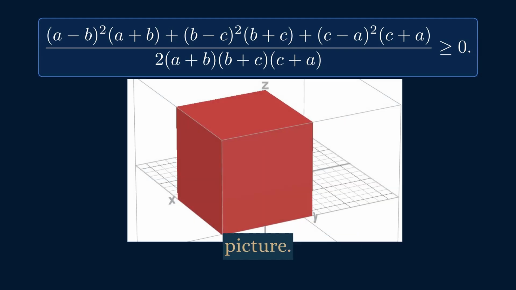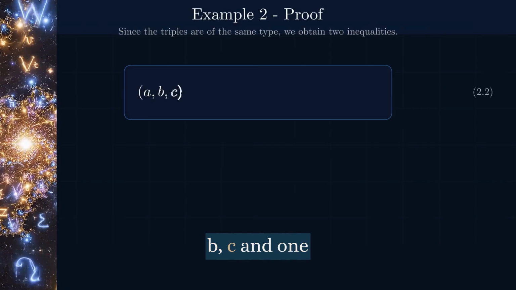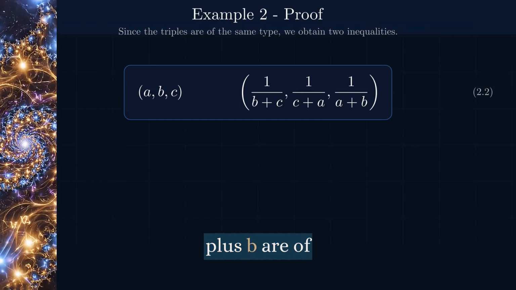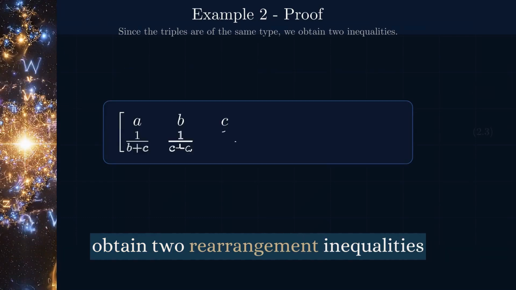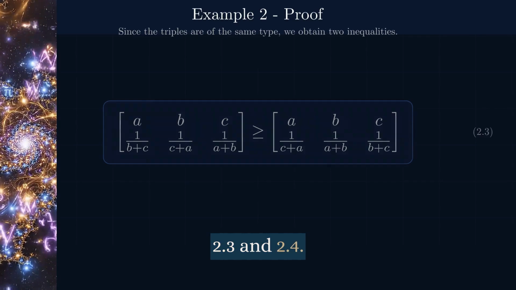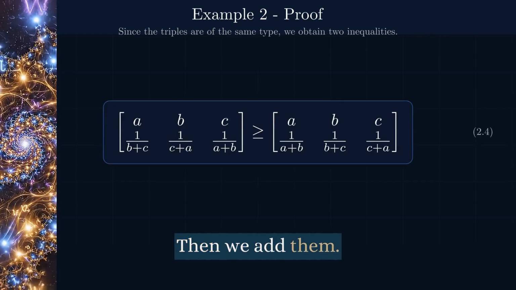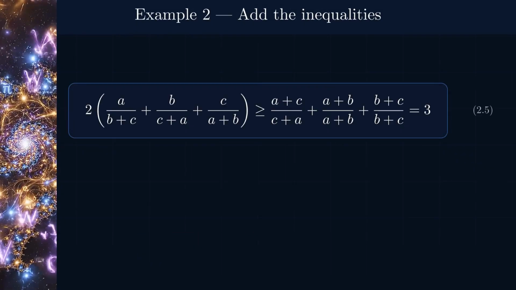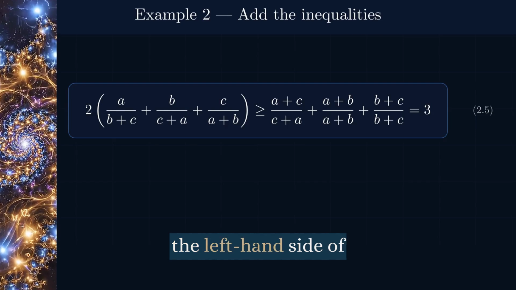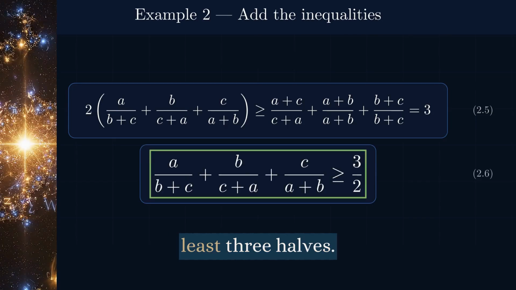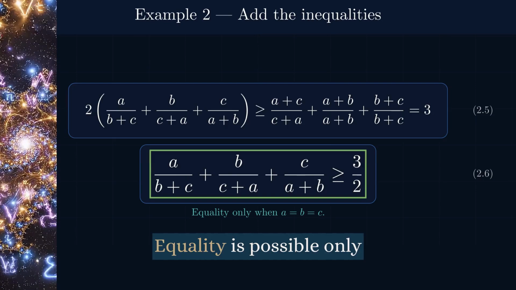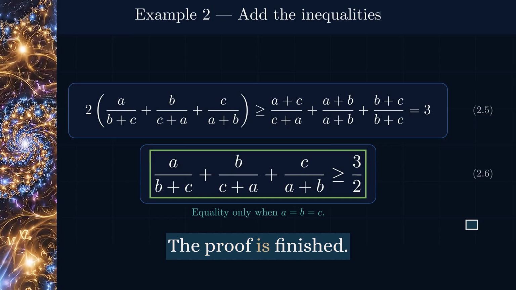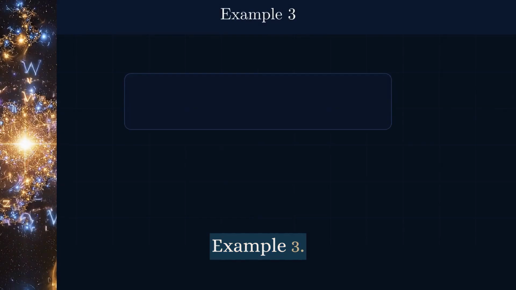region in the picture. Since the triples A, B, C, and 1 over B plus C, 1 over C plus A, 1 over A plus B are of the same type, we obtain two rearrangement inequalities 2.3 and 2.4. Then we add them. Adding the two inequalities gives 2 times the sum is at least 3. Therefore, the sum on the left-hand side of inequality 2.6 is at least 3/2. Equality is possible only when A equals B equals C. The proof is finished.